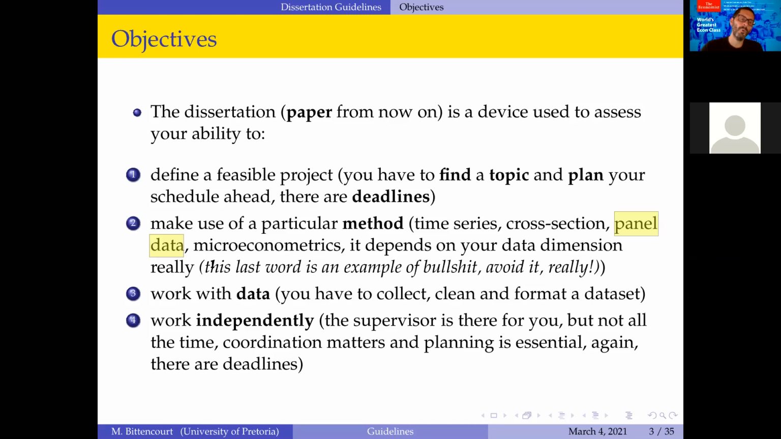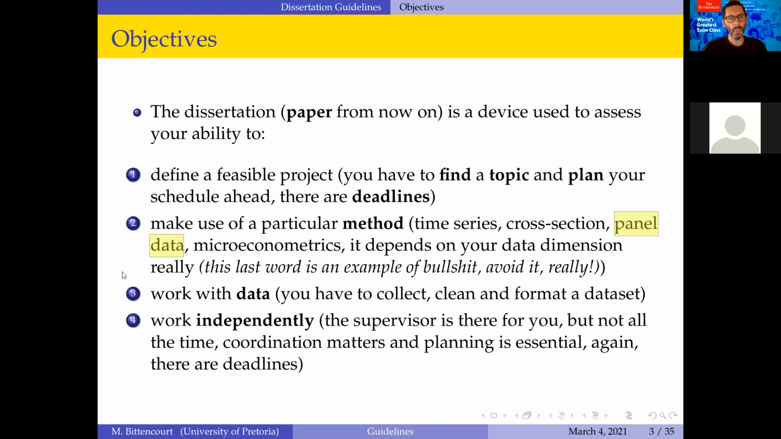And this I put between brackets. This last word really is an example of bullshit. So you don't need that word. And a lot of this course is going to be about telling you what not to write. Okay, so that word is an exaggeration. That is a totally useless word.